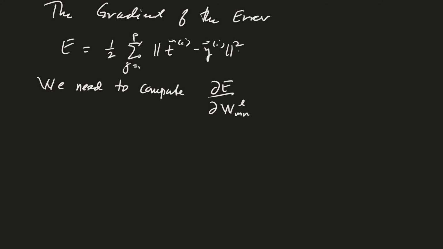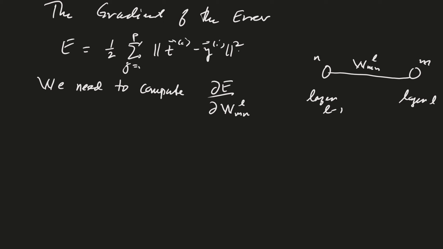Okay, so where does this parameter sit in our neural net? Well, it connects two nodes between layer L and layer L minus 1, and this is node N, and this is node M.